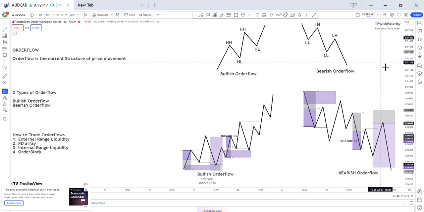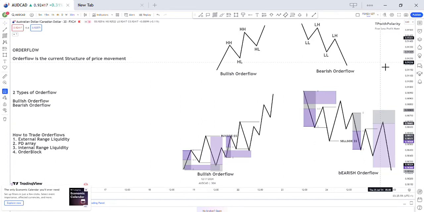This session will be a brief summary on the concept of order flows. This will be a brief summary on the thread above. Okay, so order flow is the current structure of price movement.